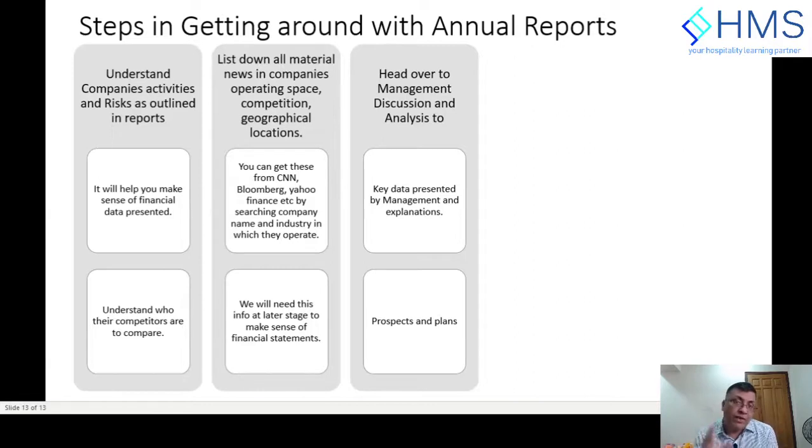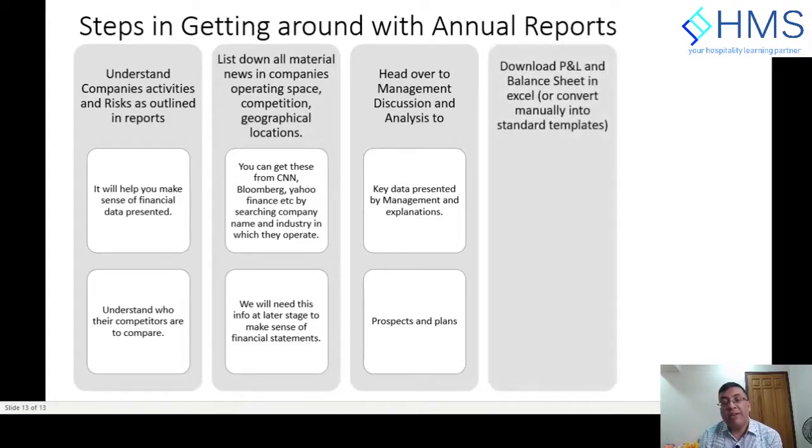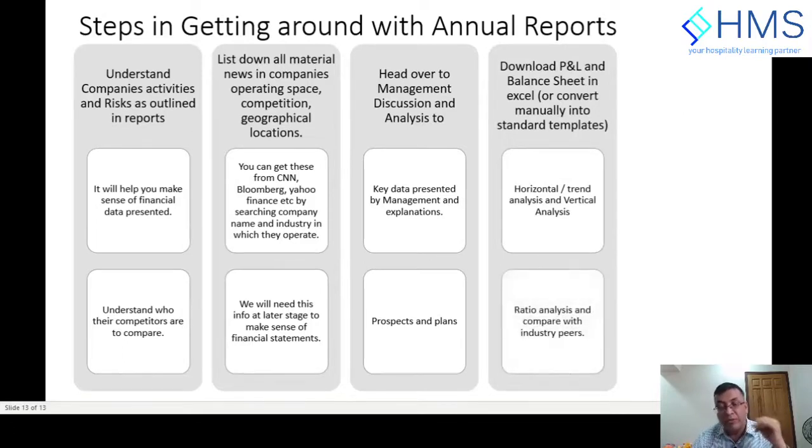So once you have read the management's discussion and analysis about the company's performance, only then will you go to download the profit and loss statement and convert it, and then you're going to use two methods. One is horizontal and trend analysis, the other is vertical analysis, and then you will be looking at the ratio analysis of the company. So here is the Excel part, which is not really the biggest part of the financial analysis. The biggest part is the first three steps.